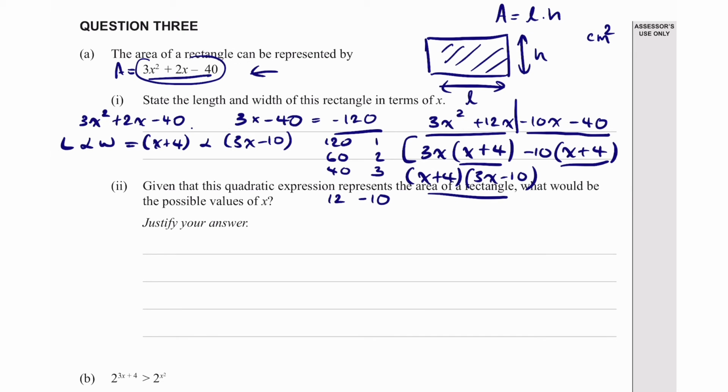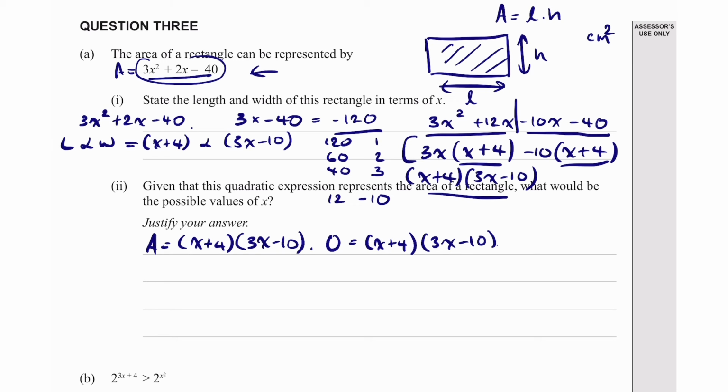Okay, let's take a look at part 2 since it's directly related to part 1. So we're going to take the quadratic that we have and we're going to find possible values of x, and we need to make sure we justify our answers. So area was equal to x plus 4 and 3x minus 10 from the previous question. Now when we solve for x, we set our y value to 0, or our area value in this case. 0 is equal to x plus 4 and 3x minus 10.